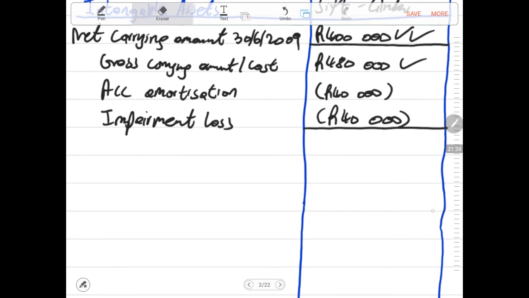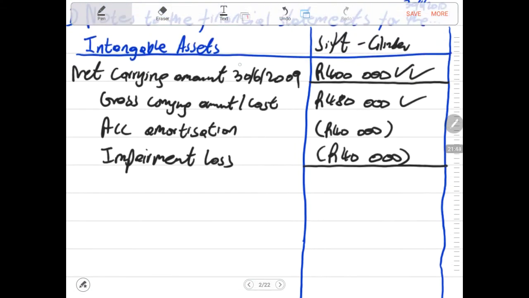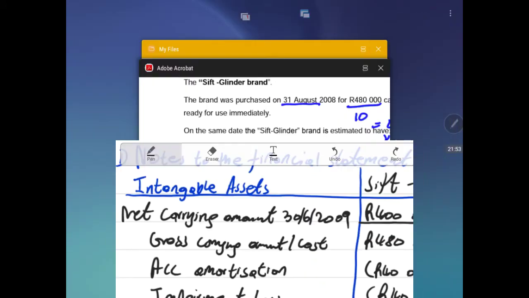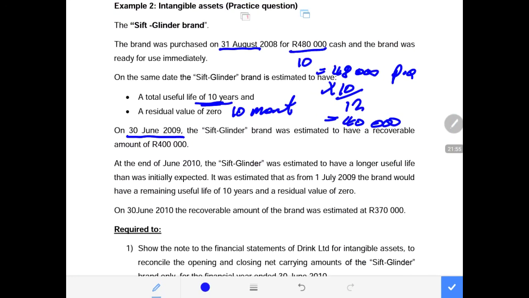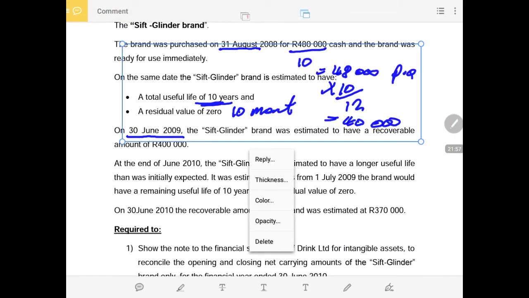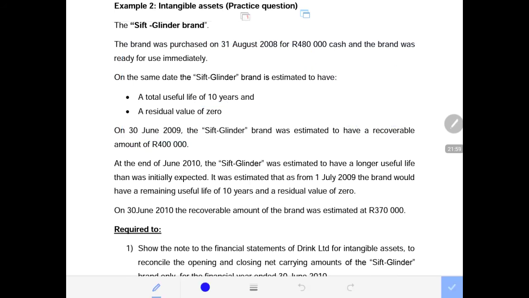Now we continue on the same note. Then now we are done with this one. Then we go to the second stage. Second stage is to remember this is at the end of June 2009. Don't forget that. So we are done with information regarding up to end of June 2009. Now we need to look for the information for the year 2010. Information for the year 2010. They say at the end of June 2010, take note of that.